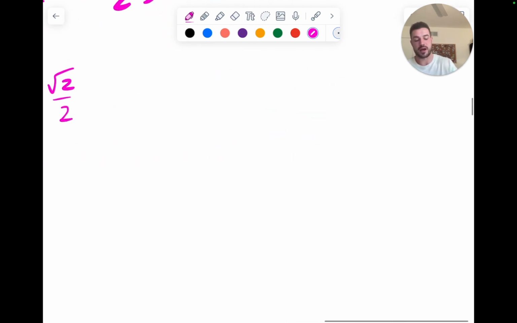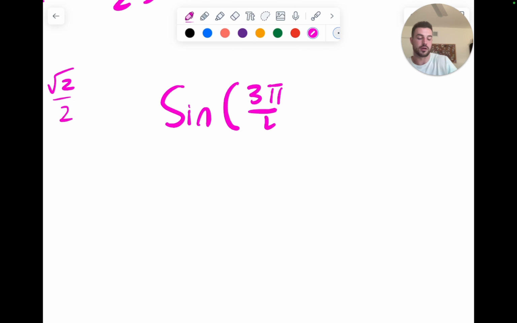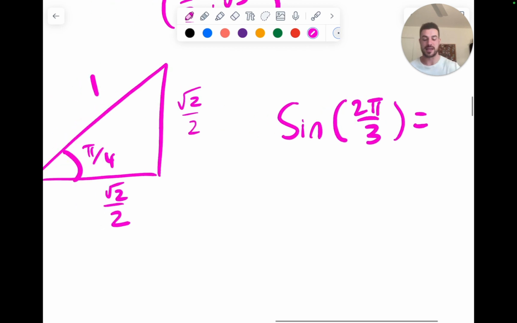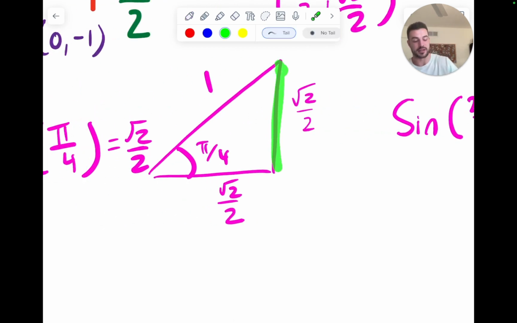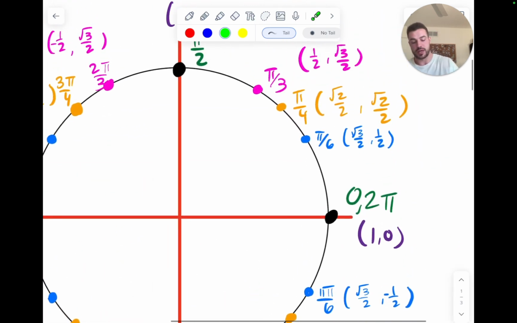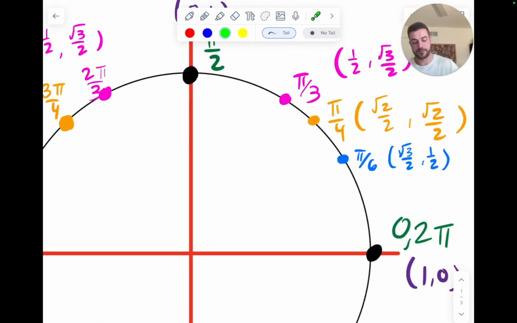And using that same idea, sine of 3 pi over 4 is equal to, let's do something else so we don't have the same values. Sine of, why don't we do 2 pi over 3? Again, sine is that vertical value. It is opposite over hypotenuse. So that means we have, what is it, 2 pi over 3?